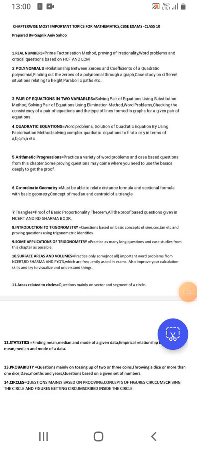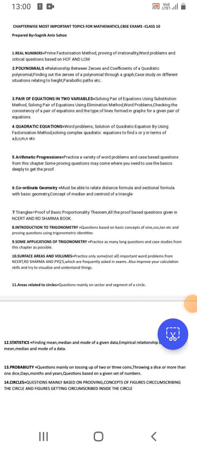Real numbers. Chapter 1, Real numbers. Prime factorization method, proving of irrationality, and word problems and critical questions based on HCF and LCM. The questions will be based on these topics mostly. It is being observed from the past 3 to 4 years.